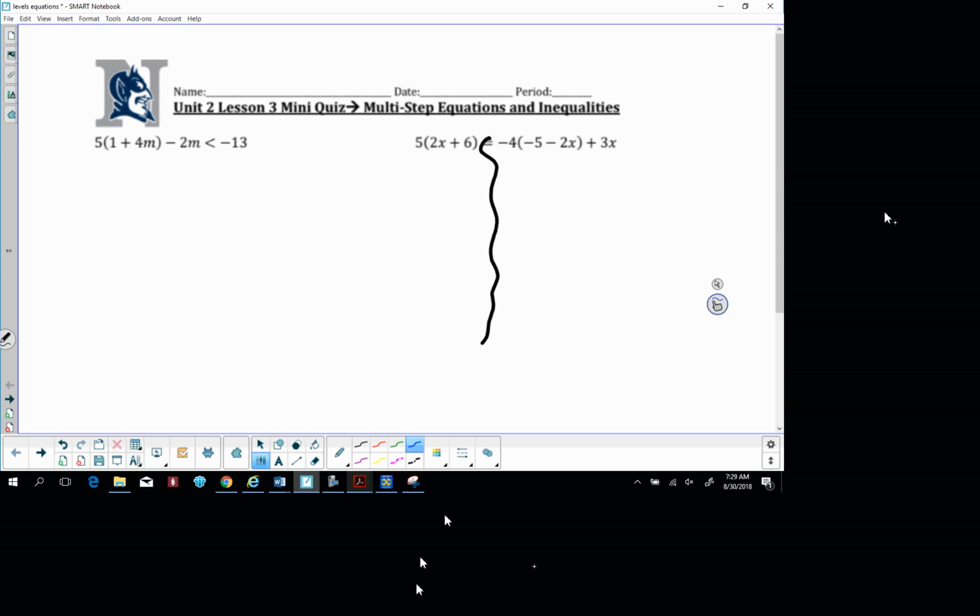It's kind of a guide to let us know, like, oh, when I'm going from one side to the other, either I need to use inverse or I need to combine like terms first and then do it. Now what do you do? Distribute, right? So what's 5 times 2x? 10x. And 5 times 6? 30. Equals, what's negative 4 times negative 5? Positive 20. Negative 4 times negative 2x plus 8x, good. And then I bring that 3x down.